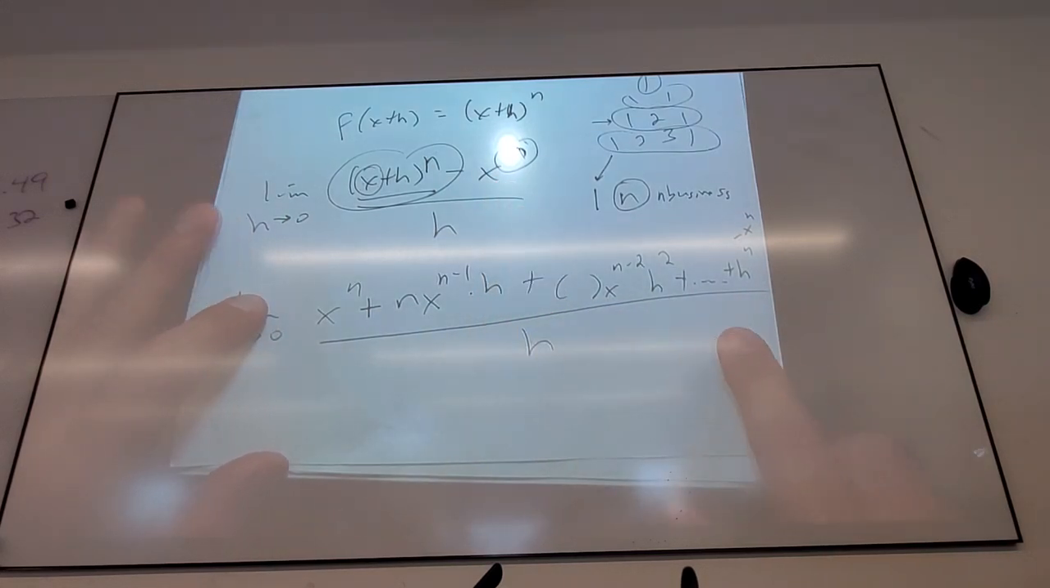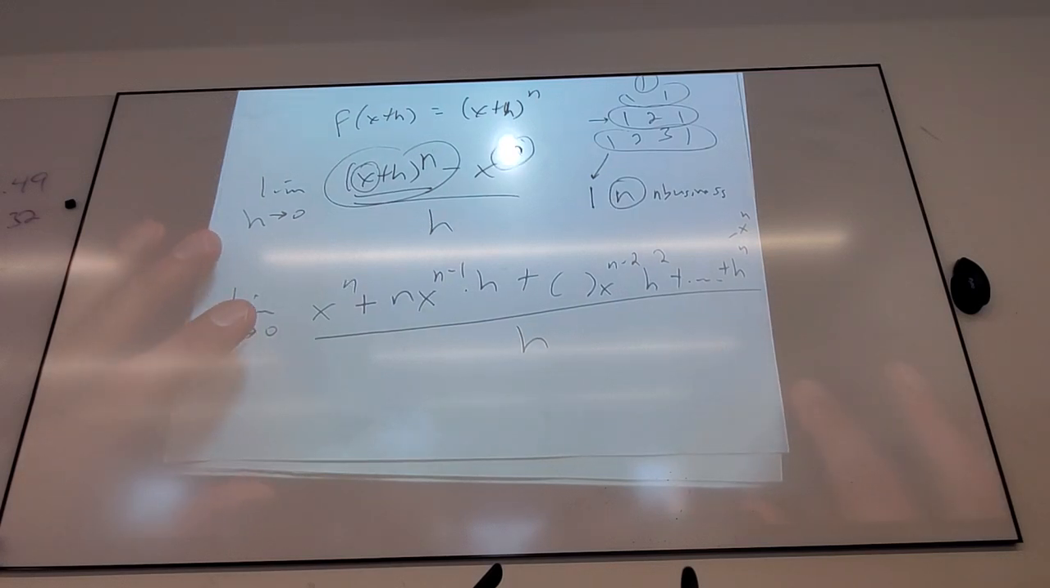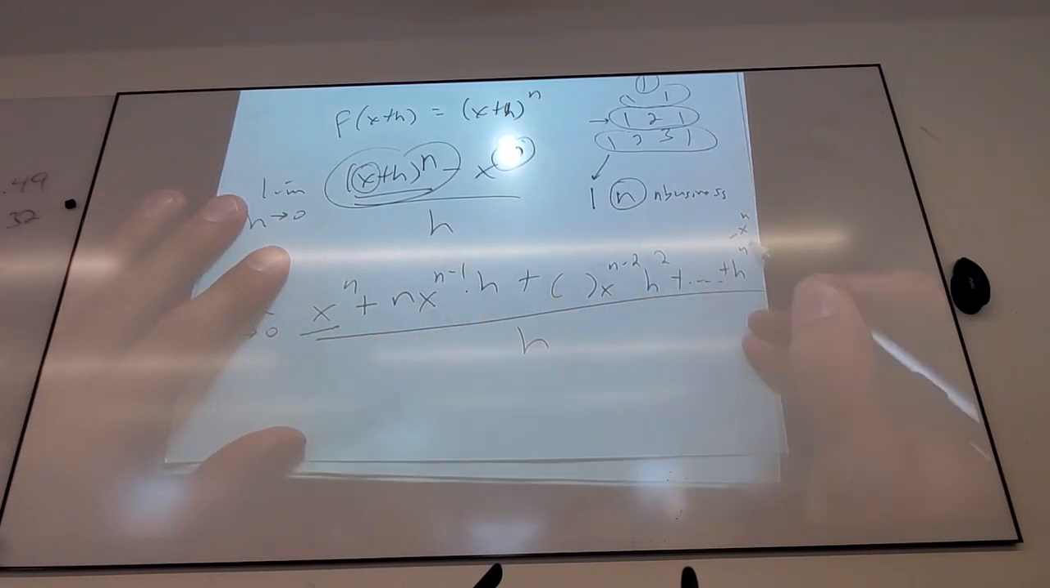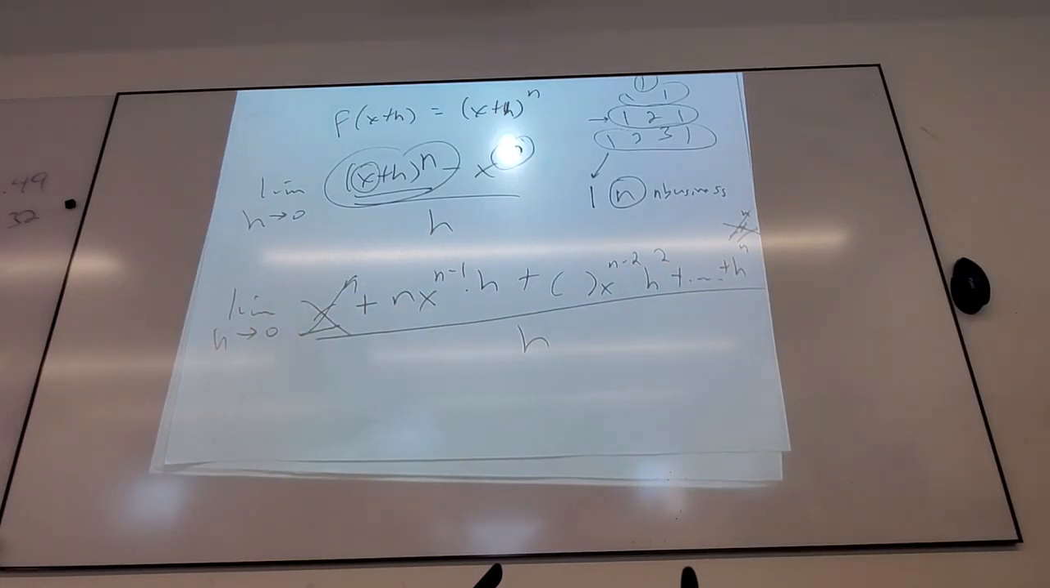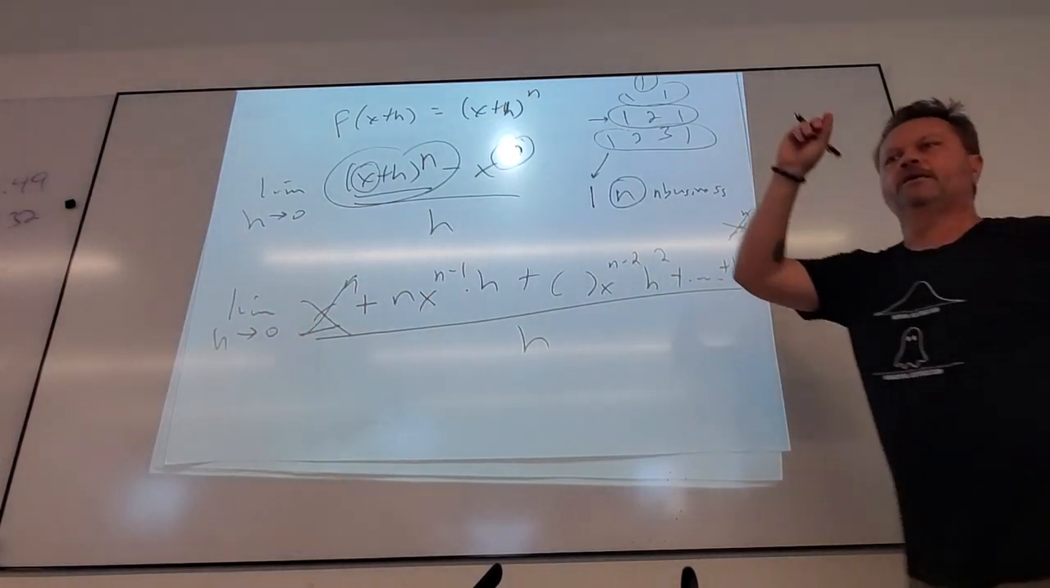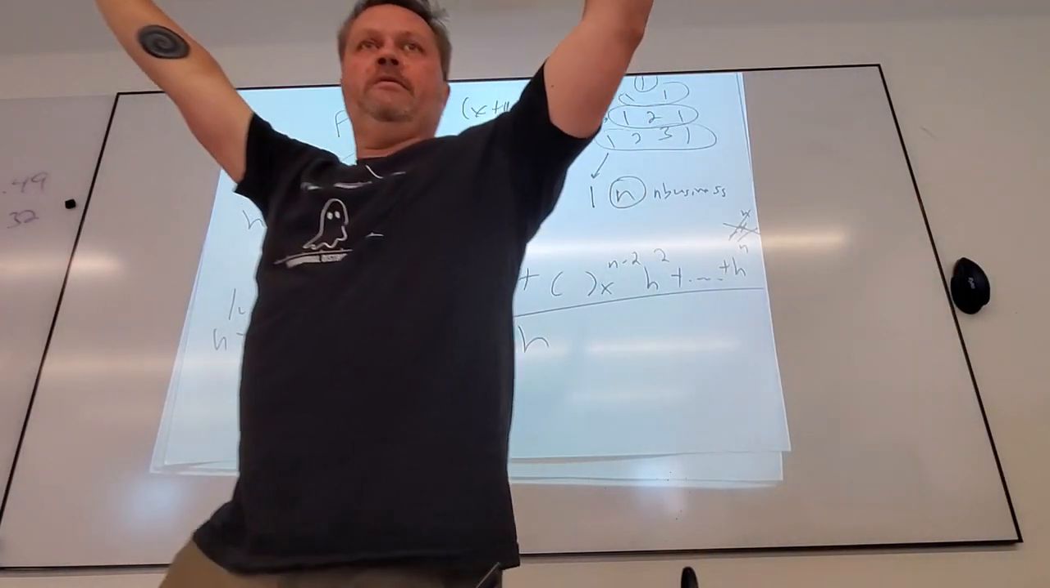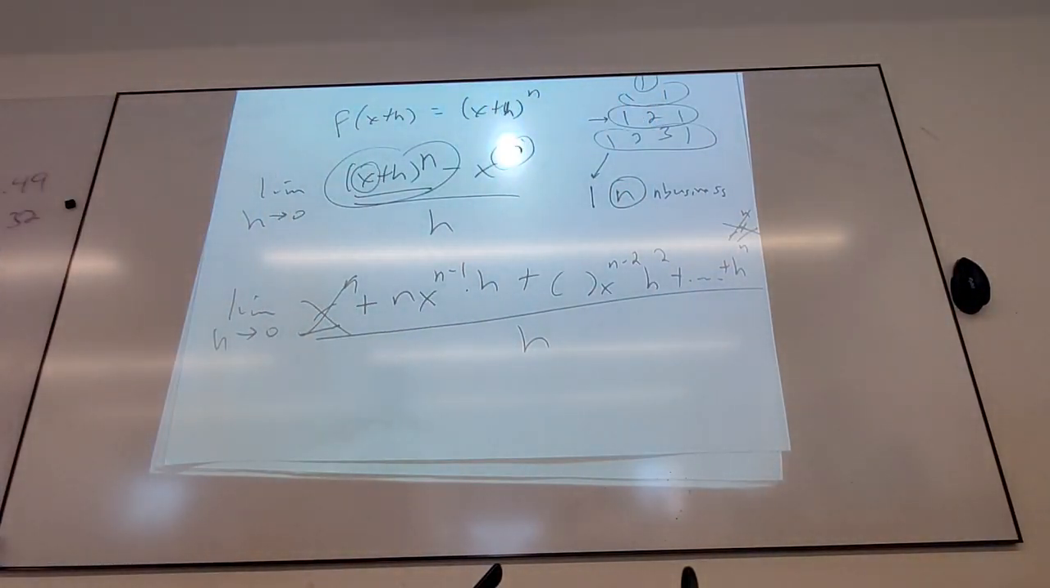So what immediately happens on the top? Even though the top looks freaky, what definitely happens? I lose the x to the n, yes? Everything left has at least one h on the top. You with me? So can I divide by h? Yeah, of course I can. Everybody can lose an h, yes?